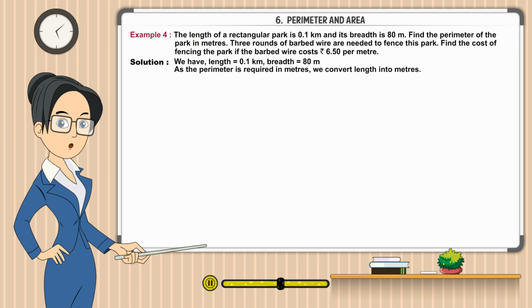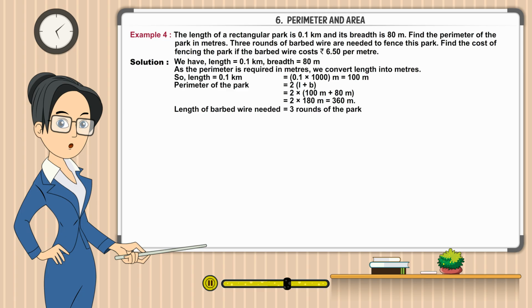As the perimeter is required in meters, we convert length into meters. So, length is equal to 0.1 kilometer is equal to 0.1 into 1000 meter is equal to 100 meter. Perimeter of the park is equal to 2 into (L plus B) is equal to 2 into (100 meter plus 80 meter) is equal to 2 into 180 meter is equal to 360 meter. Length of barbed wire needed is equal to 3 rounds of the park is equal to 3 into 360 meter is equal to 1080 meter.